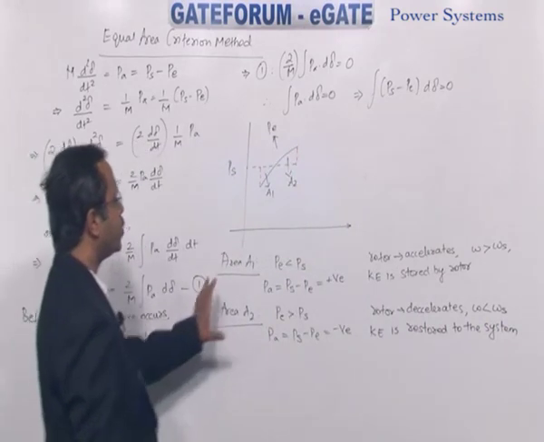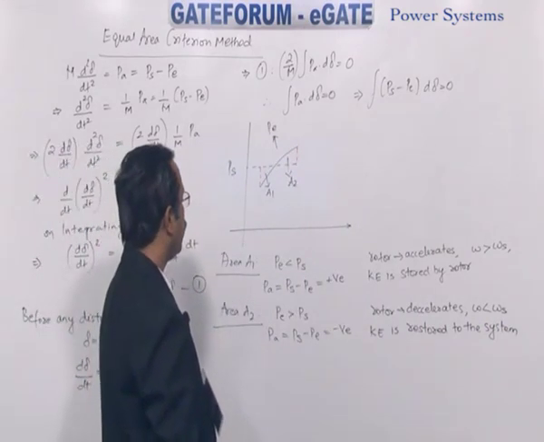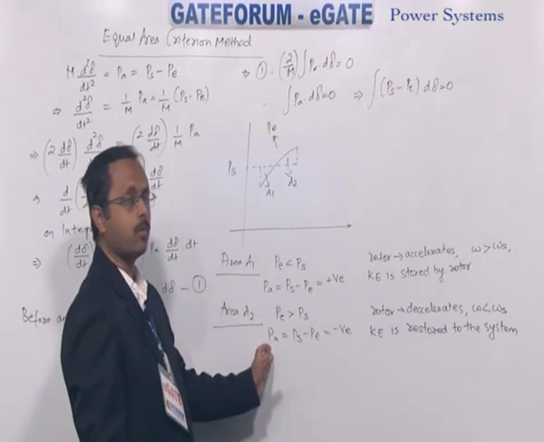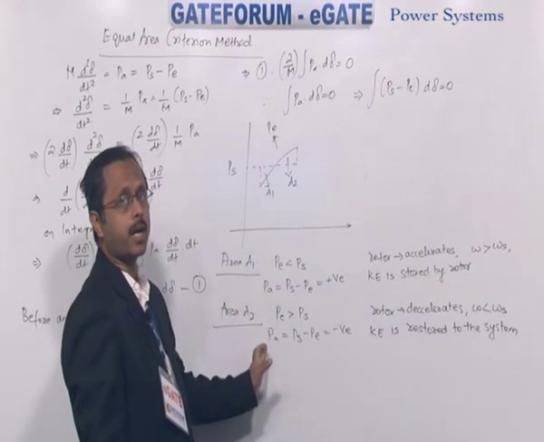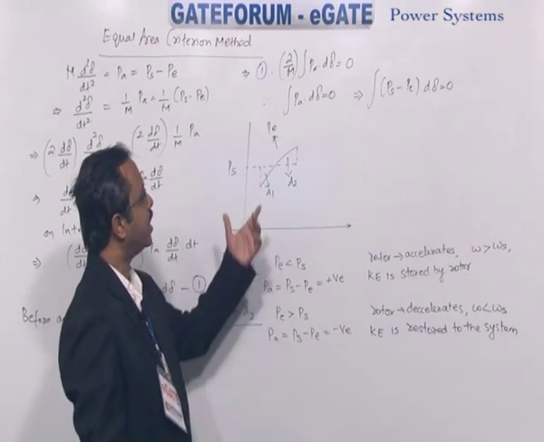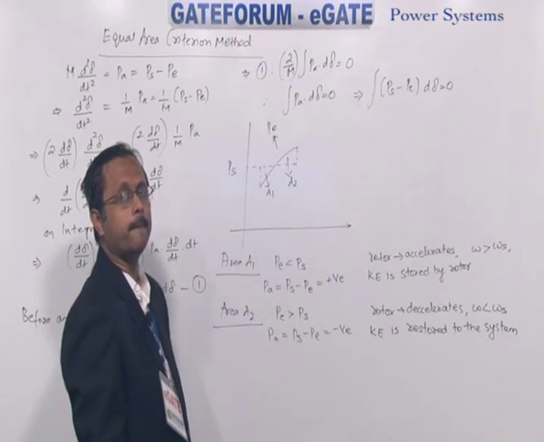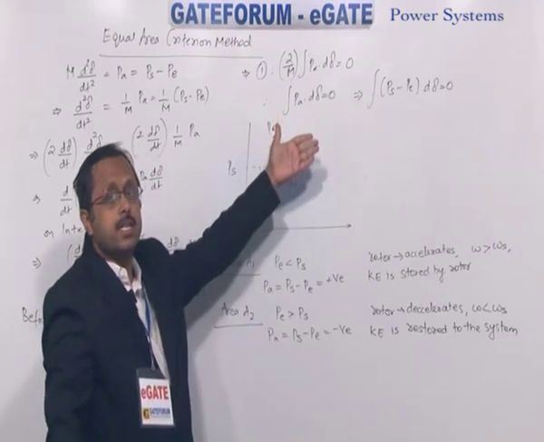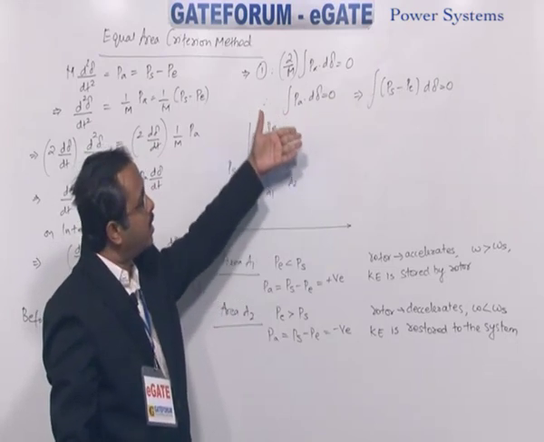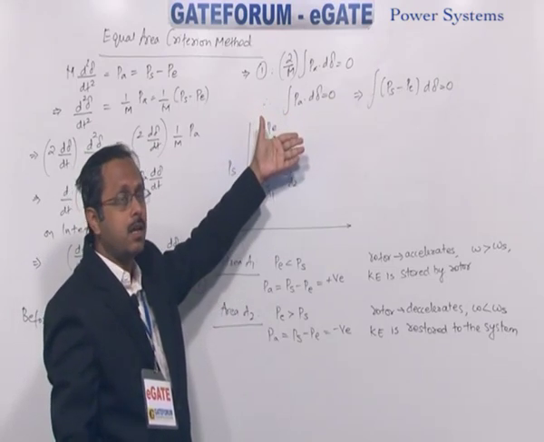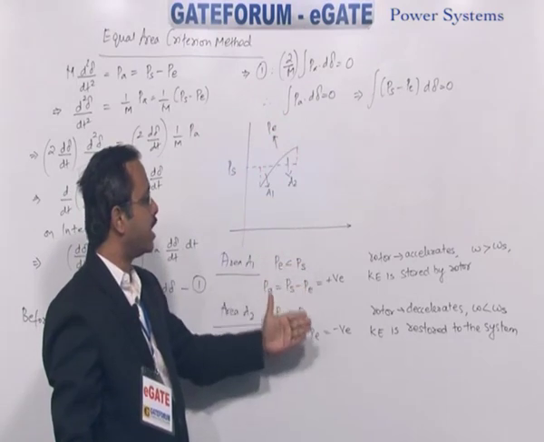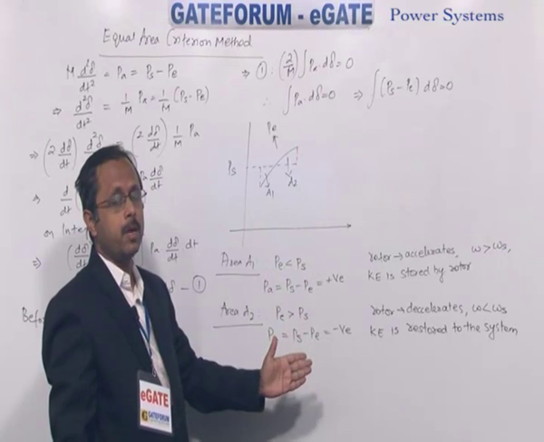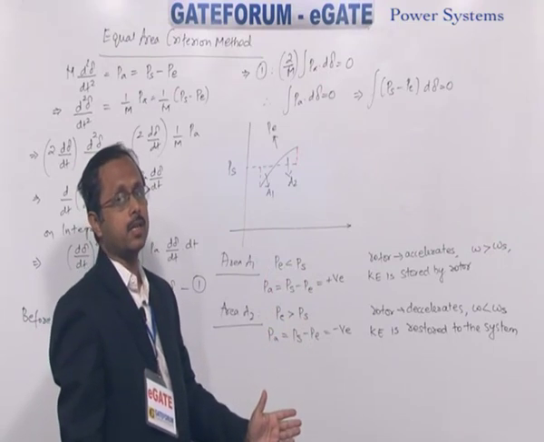Now, when these two areas are equal, what happens? PA positive, PA negative. When these two are equal in magnitude, the net area enclosed is 0, and this relation is satisfied. So in order to satisfy this relation, areas A1 and A2 must be equal. Hence this technique got the name equal area criterion method.